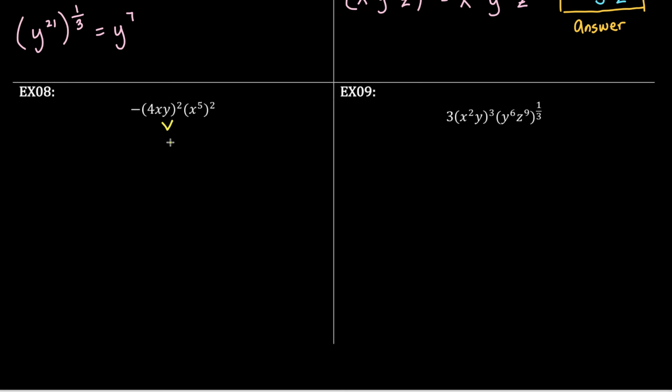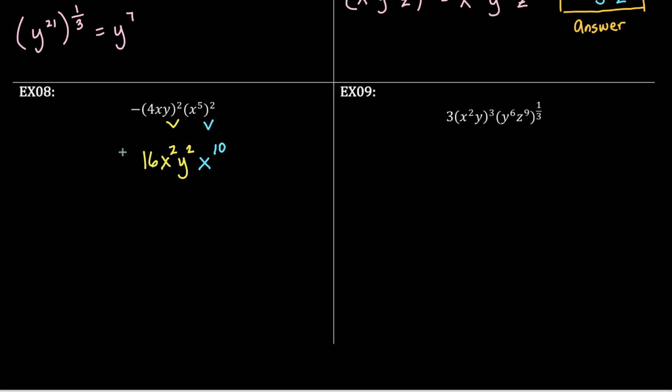So let's do this part first. 4xy to the second power, so 4 to the second power is 16. X to the second power is just x to the second power. Y to the second power is just y to the second power. Let's do a different color. And x to the 5th to the second, or x to the 5th squared, is x to the 10th.